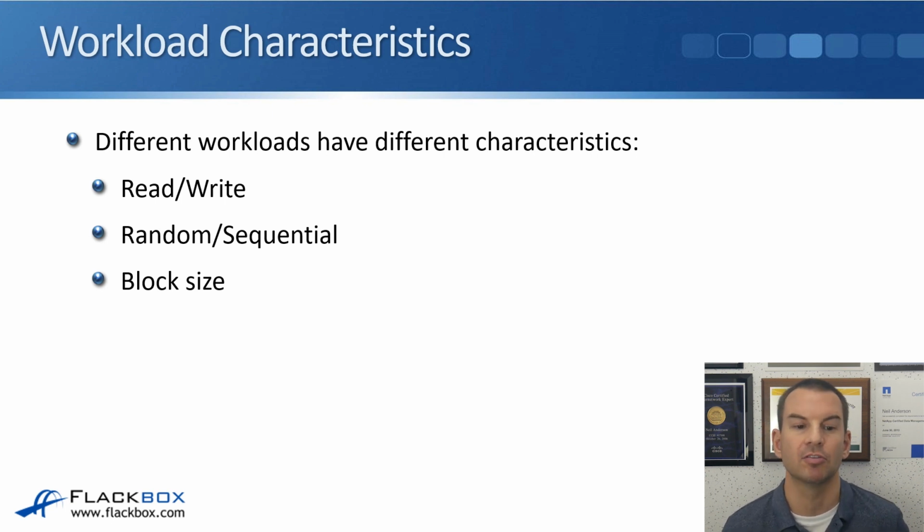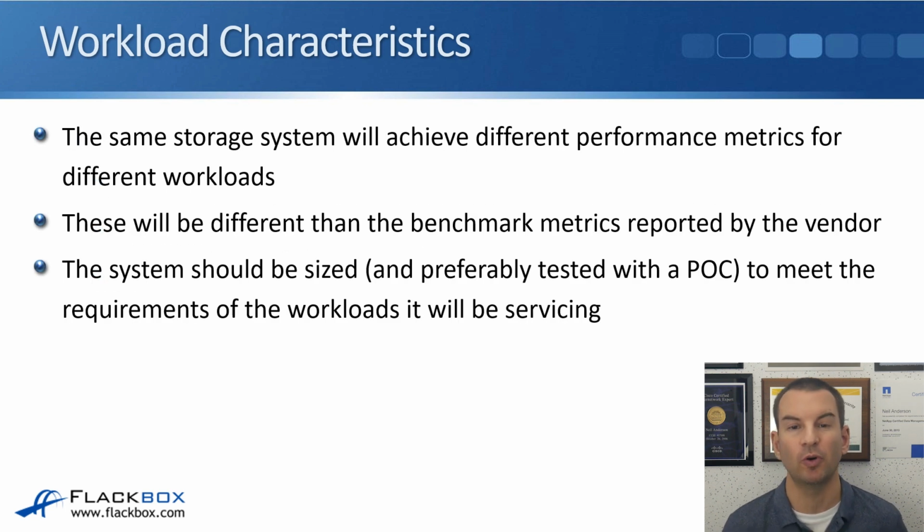Other characteristics to consider about the workload is the mix between random and sequential requests. Again, you might have one workload which is mostly random requests and another one which is mostly sequential requests. The storage system can handle sequential requests much quicker than it can random, so that's also going to cause a big difference in the meaning of your metrics as well. And the last one is the block size used by that particular workload. So because of this, you're going to see different performance for different workloads because those workloads have got different characteristics.